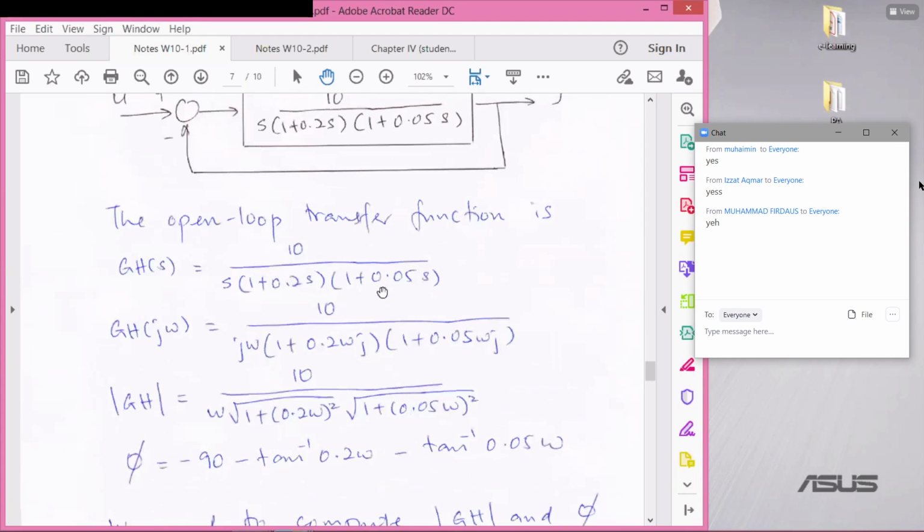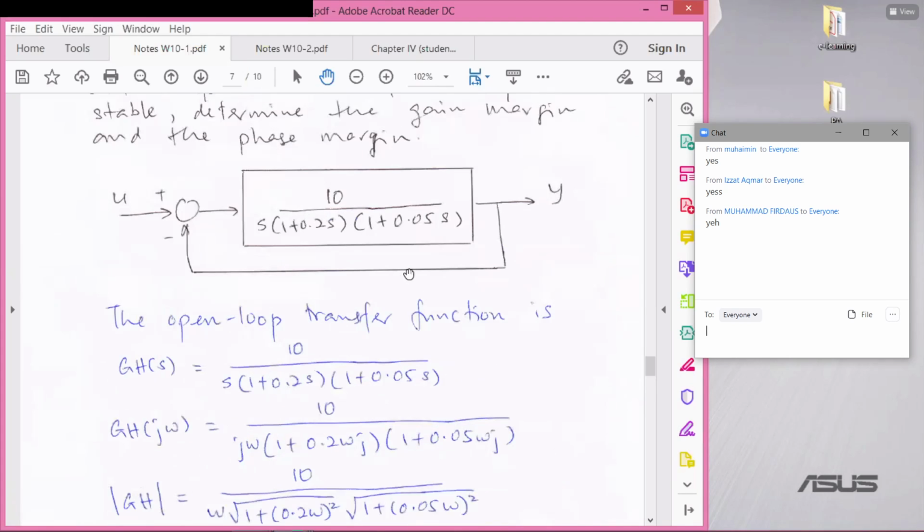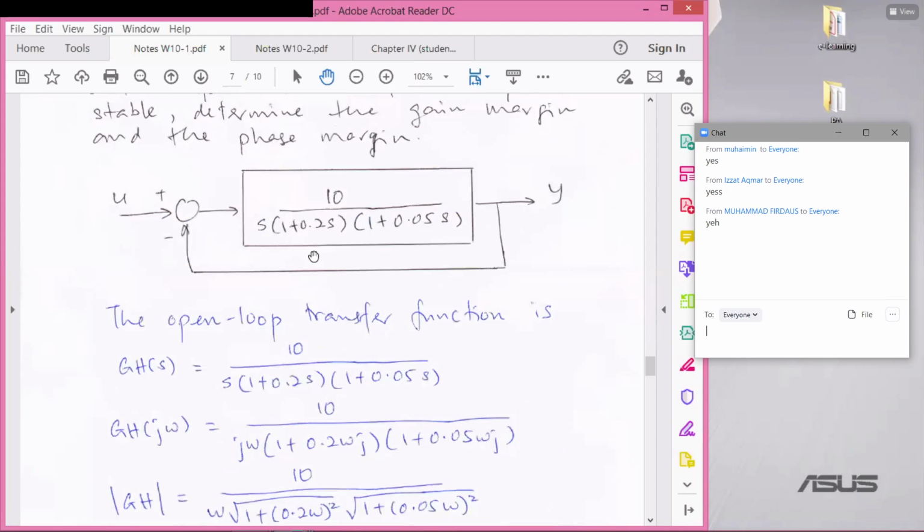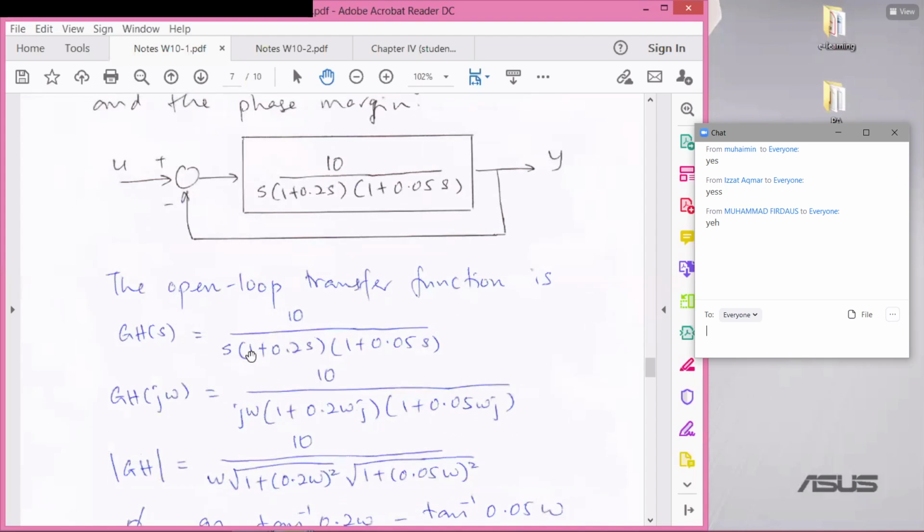So you just need the open loop transfer function, GH of S. Basically your feedback loop is just 1, so this is already your open loop transfer function. You get 10 divided by S, and the second factor is 1 plus 0.2S, and then 1 plus 0.05S. So this is already the open loop transfer function.